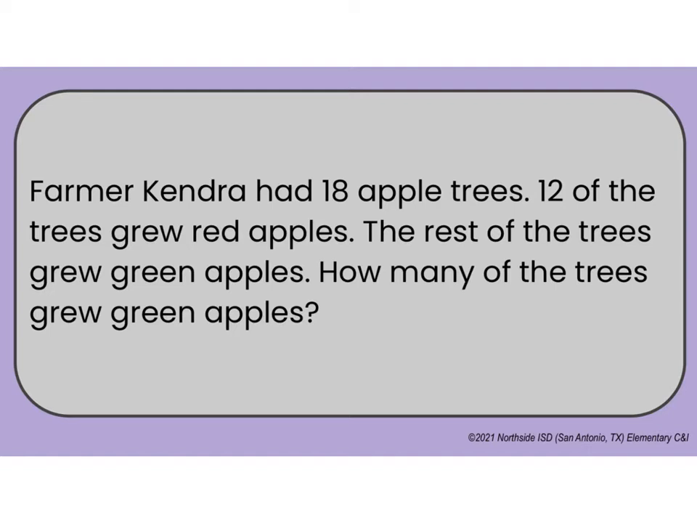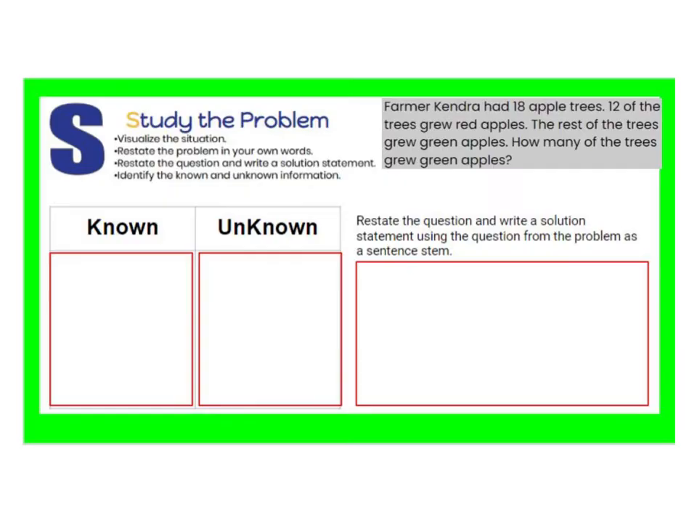It says, Farmer Kendra had 18 apple trees. 12 of the trees grew red apples. The rest of the trees grew green apples. How many of the trees grew green apples? Okay, so we're going to use this word problem and we're going to take each step in order to get our answer, and SOLVE is going to help us.